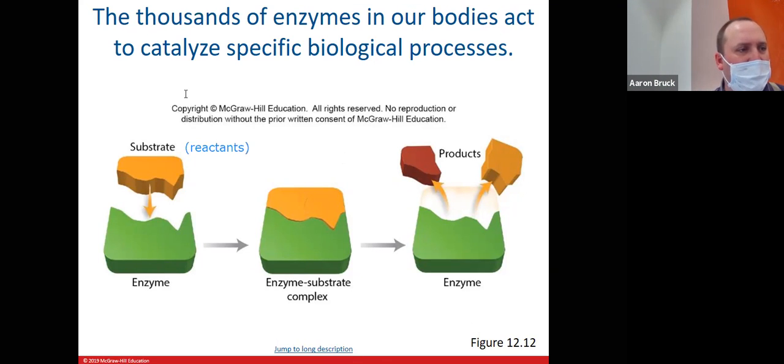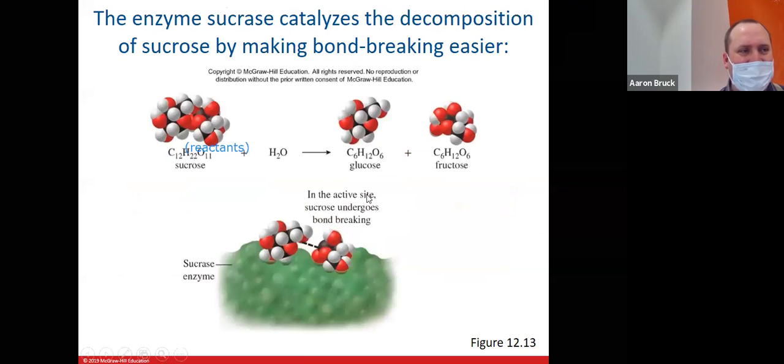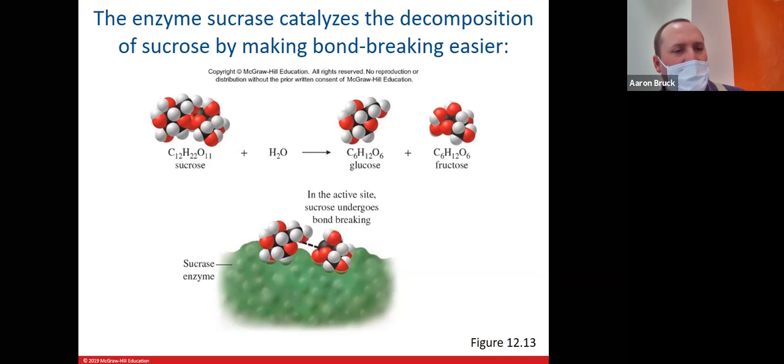A specific example of this would come in the form of the enzyme sucrase, which works in the form of breaking down your sucrose. So table sugar, sucrose, is a disaccharide, consists of two different sugars, glucose and fructose.